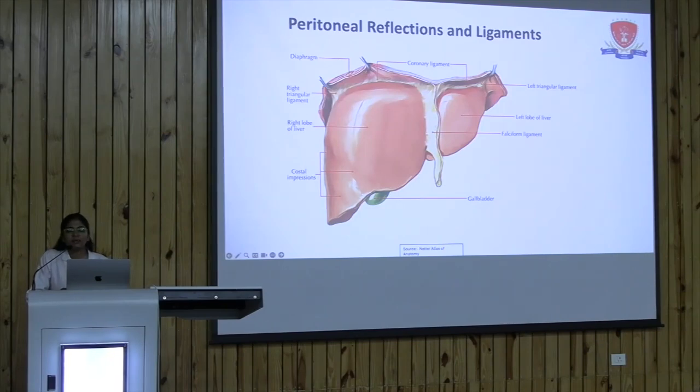The ligaments that help in fixing the liver are right triangular, left triangular, and coronary ligament that fix the respective lobes to the undersurface of the diaphragm. The falciform ligament attaches the anterior surface of liver to the anterior abdominal wall.